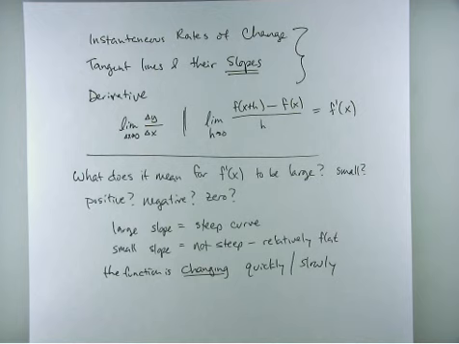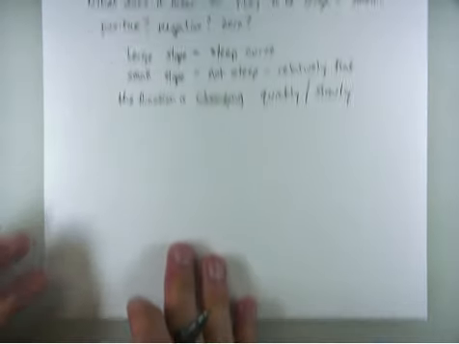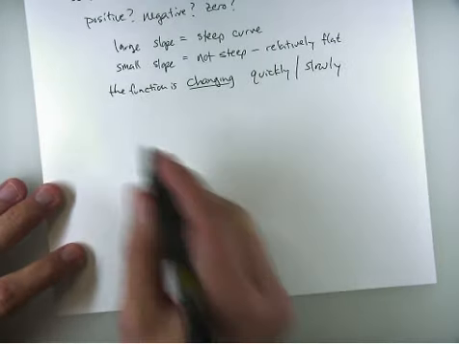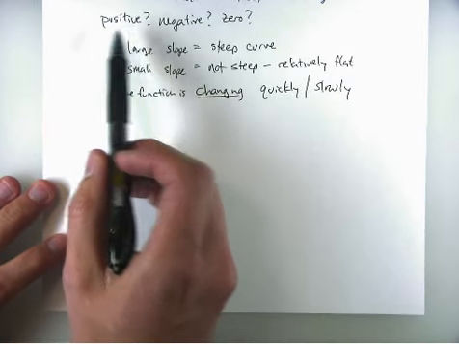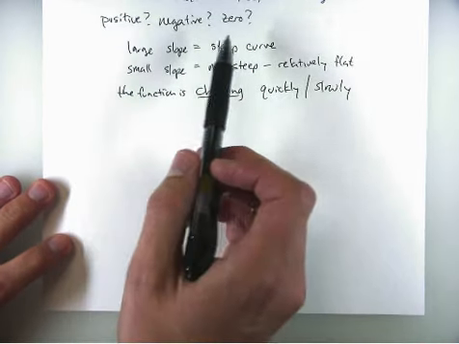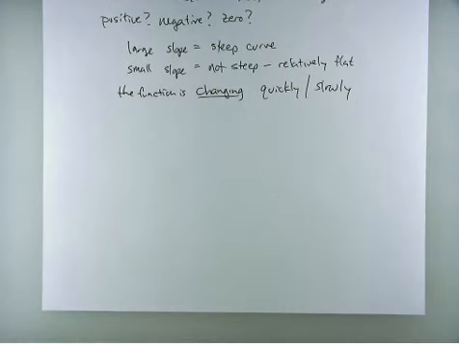Pretty good? Okay. Well, what about this? What about whether the function is positive or negative or zero? What about the sign of the derivative? If f of x represents how much money is in my bank account, would you rather have a positive derivative or a negative derivative or a zero derivative?